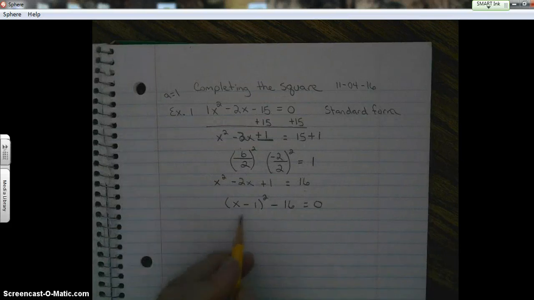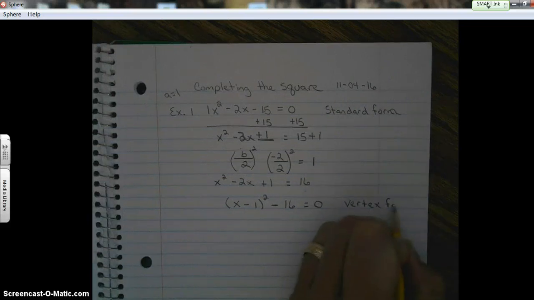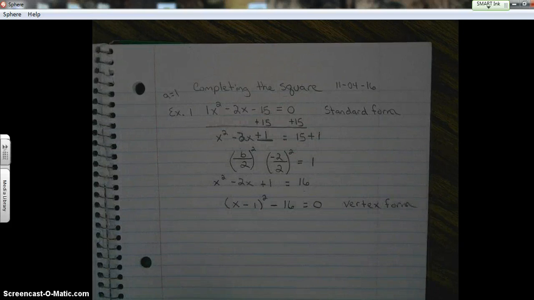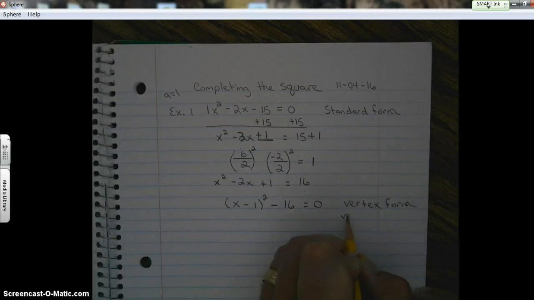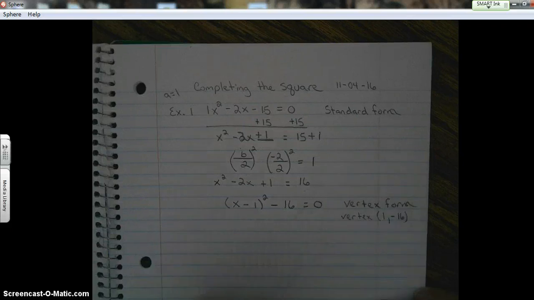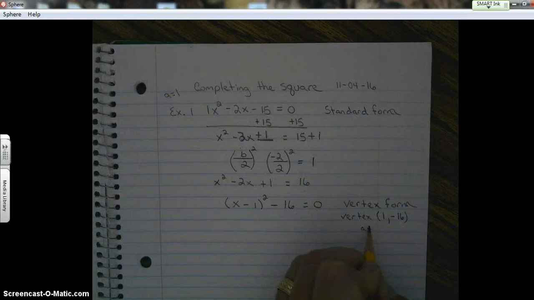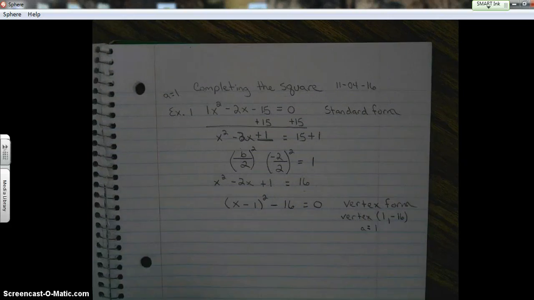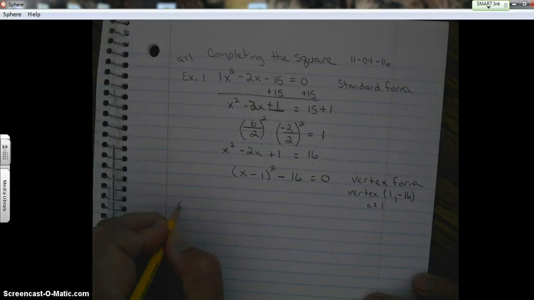And look what we have. We have our quadratic equation in vertex form, where our vertex is 1, -16. And our a value is still 1. So there's no vertical stretch or compression going on. Okay, let's look at another example.